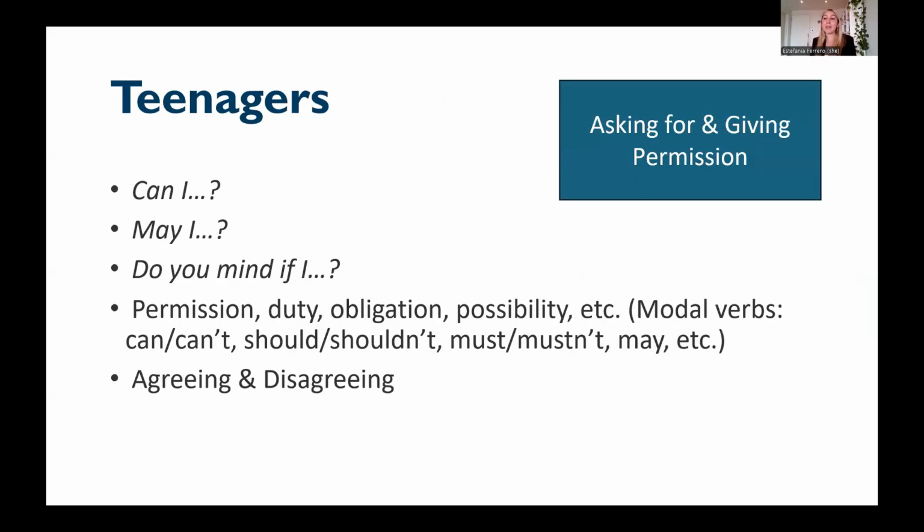Right? Now, when it comes to teenagers, and this is just an example, feel free to adapt it, but just to give you some sort of ideas in terms of strategies. Imagine that what we need to teach has to do with this communicative function, asking for and giving permission, right? So perhaps we're teaching these phrases, can I, may I, do you mind if I? We're talking about permission, duty, obligation, possibility. We're teaching modal verbs, can, can't, should, must, mustn't, may, and so on and so forth. Perhaps we're also teaching agreeing and disagreeing, right?